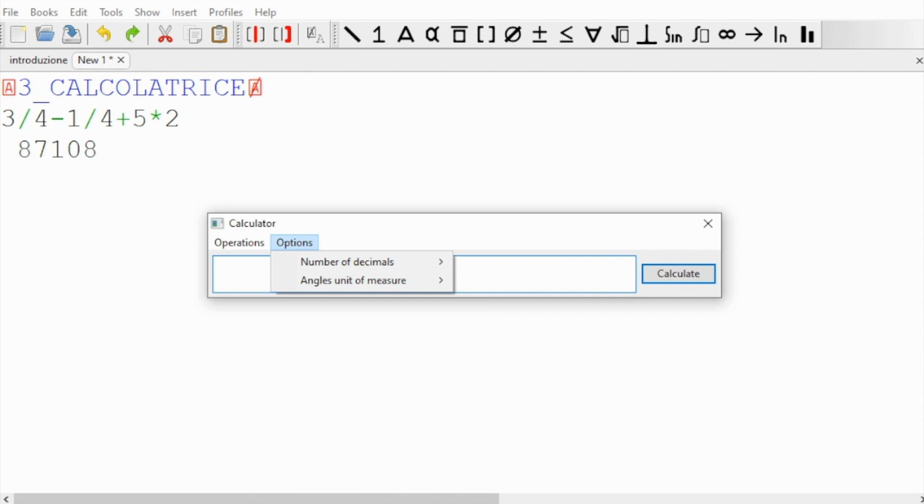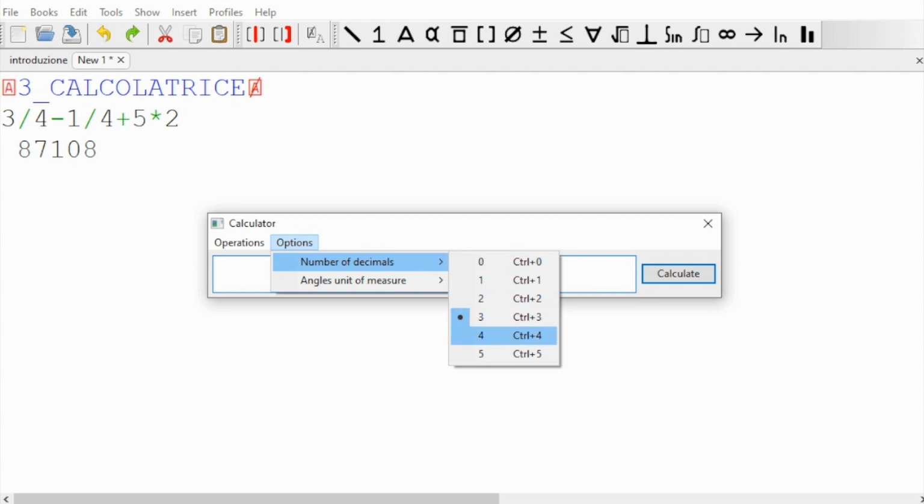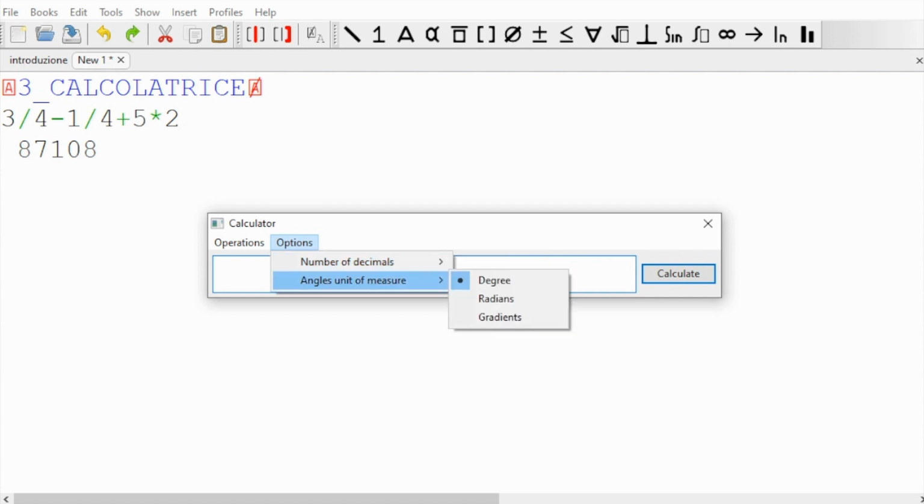It is also possible through some options to change the number of decimals we want to represent, and therefore before the possible approximation, and we can choose. In this case, they were 3 digits after the comma, or 4 or 5, as it is possible to choose the unit of measurement of the angles, which are degrees, radians or gradients, and then calculate.